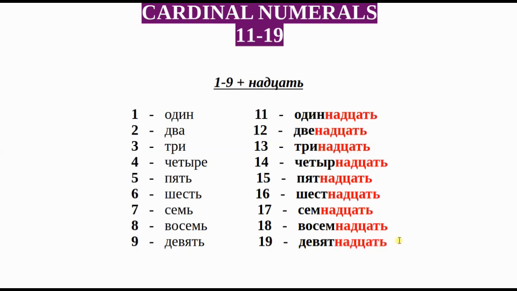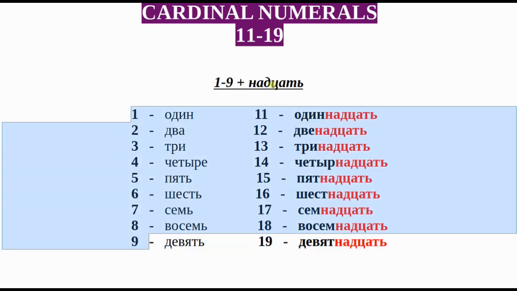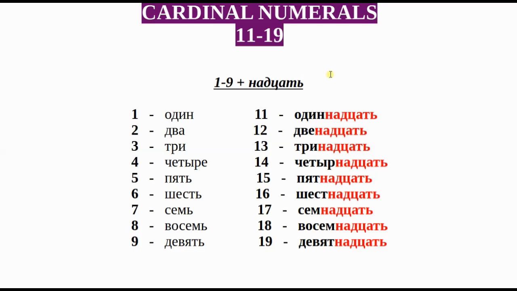So as you can see, there is logic to it, and you basically have to know by heart the numerals from 1 to 9 and how to make them into numerals from 11 till 19, which is adding надцать and making some minor changes to the stems of the original numerals. Now let's repeat these numerals one by one. We have 11, 12, 13, 14, 15, 16, 17, 18, 19.